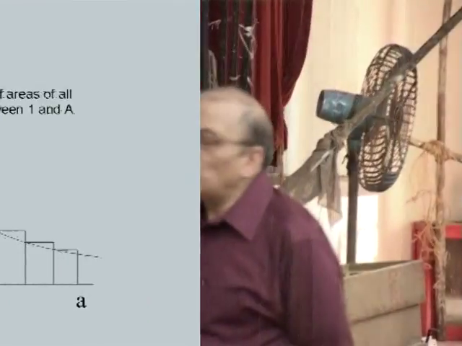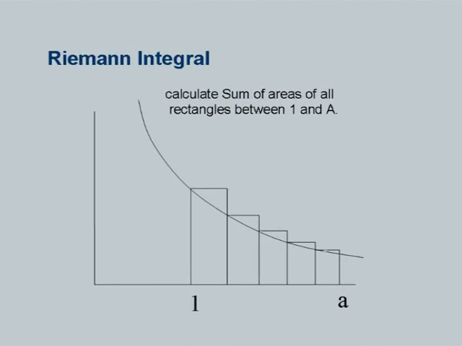Basically, we try to find the area under the curve f(x) equal to 1 by x from 1 to a. And that area is equal to the value of the integral. Numerically, that area can be calculated. We can approximate that area by small rectangles. Here is what is known as Riemann integral or Riemann sums.